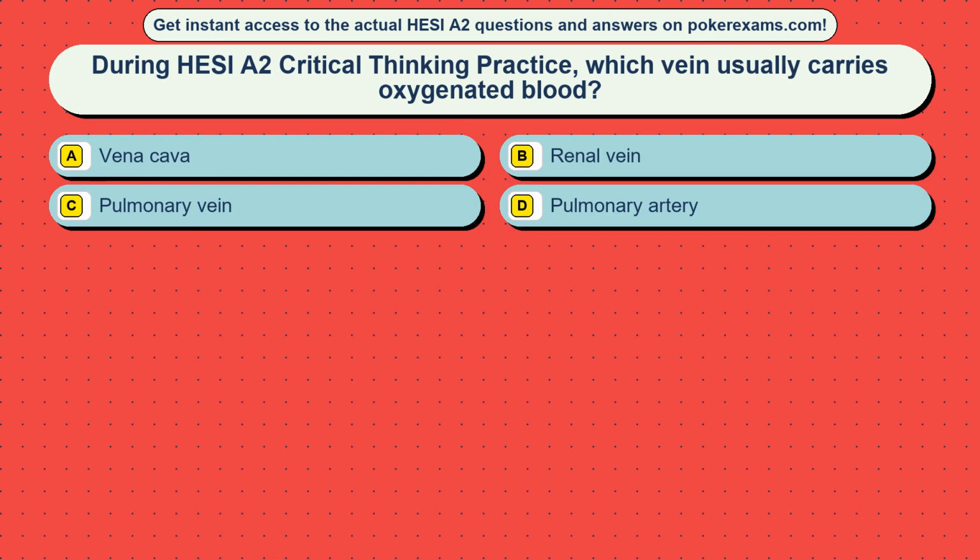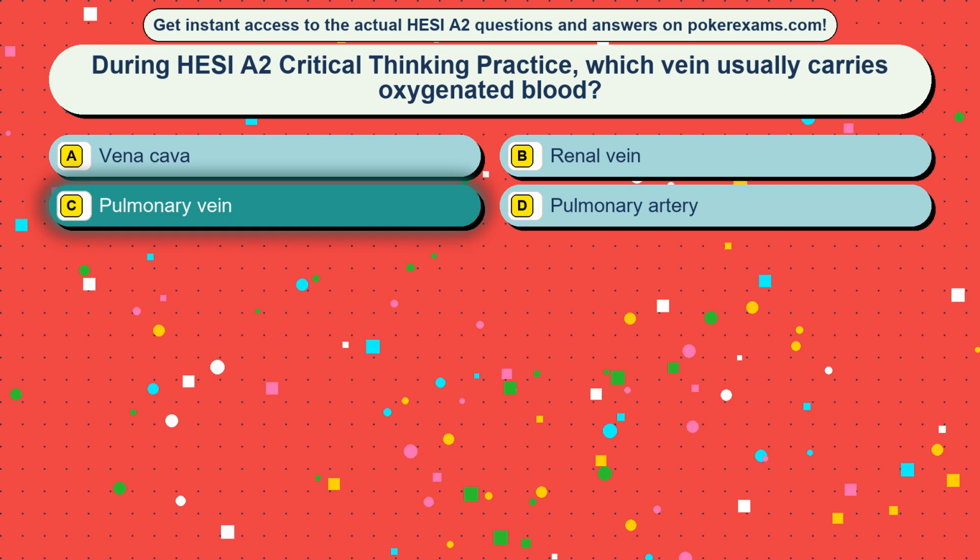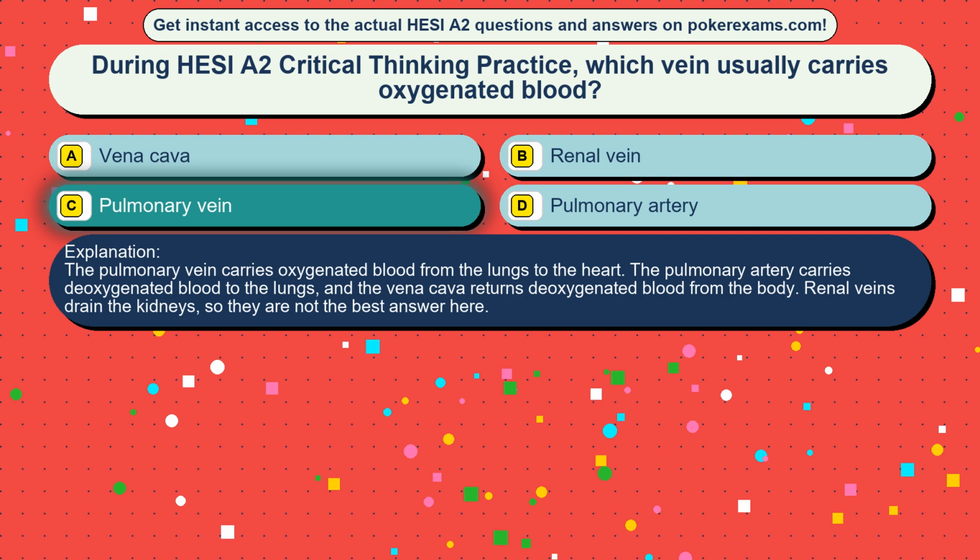Question 11. During HESI A2 critical thinking practice, which vein usually carries oxygenated blood? Option A, vena cava. Option B, renal vein. Option C, pulmonary vein. Option D, pulmonary artery. The correct answer is option C, pulmonary vein. The pulmonary vein carries oxygenated blood from the lungs to the heart. The pulmonary artery carries deoxygenated blood to the lungs, and the vena cava returns deoxygenated blood from the body. Renal veins drain the kidneys, so they are not the best answer here.